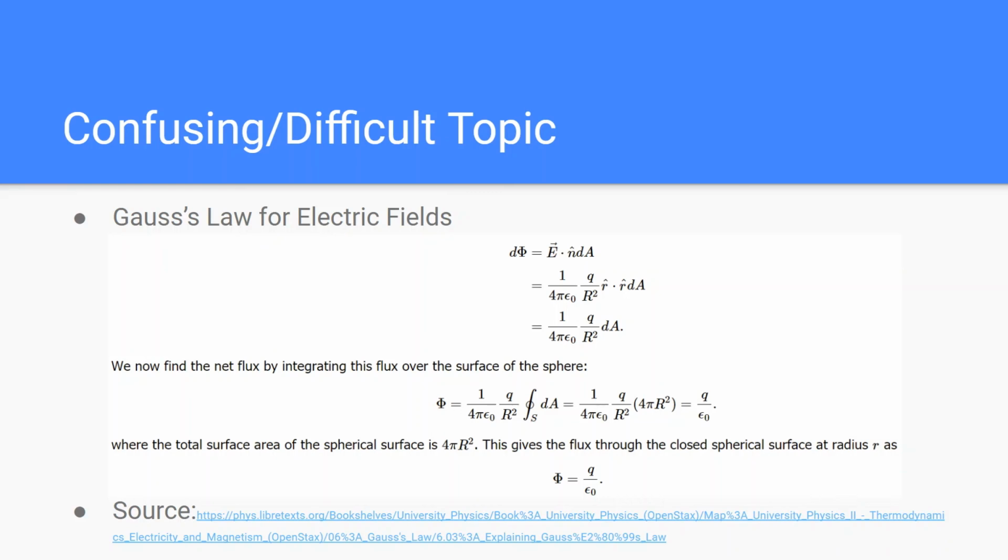As you can see from this internet search that I've done, you can find the flux using the equation E times the normal unit vector times dA, and you can derive it using the equation 1 over 4 pi epsilon times q over r squared times the r unit vector to represent the E field. From this, you can find the net flux by integrating over the surface of the sphere, and this results in Q over epsilon 0, which is the equation that we use to represent Gauss's law for electric fields.